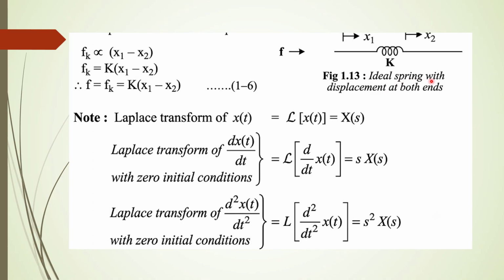Here, ideal spring with displacement at both ends. So at both ends there will be displacement. Before the spring, the displacement is called x1. After the element, the displacement is called x2. So Fk is proportional to x1 minus x2. We can write Fk equals K times x1 minus x2. So based upon Newton's second law, F equals Fk, which equals K times x1 minus x2.